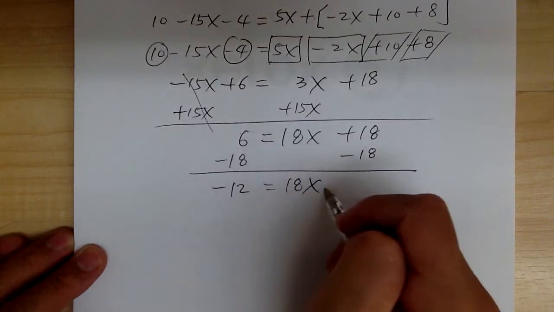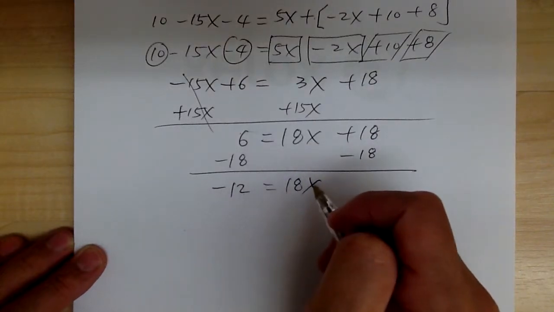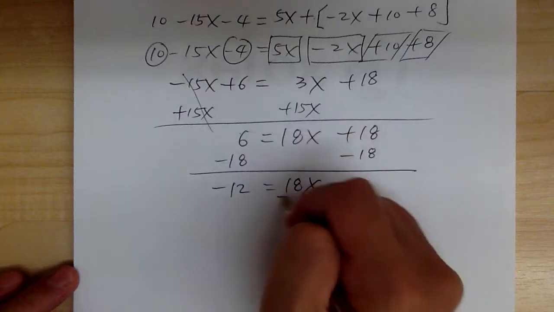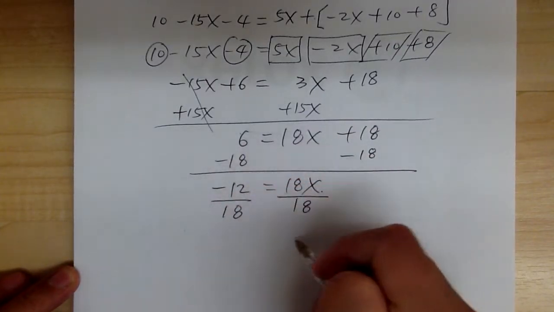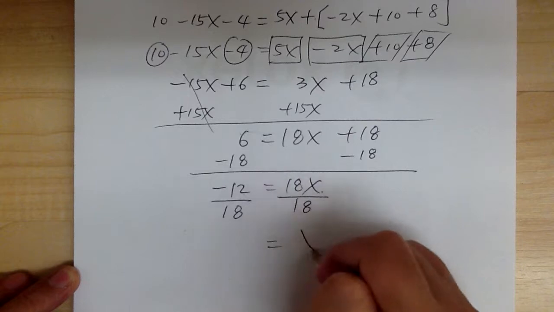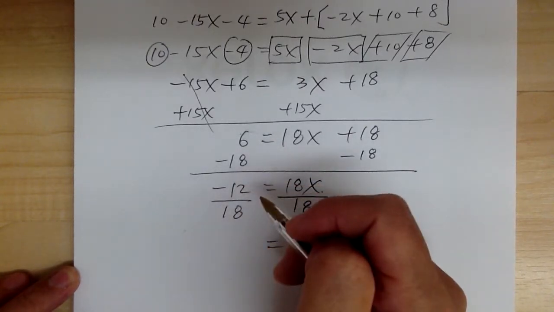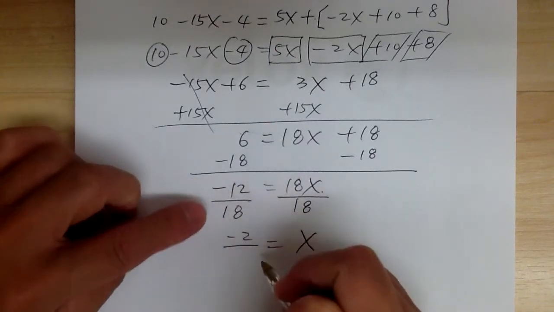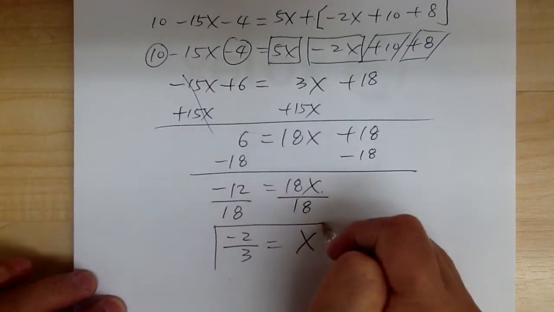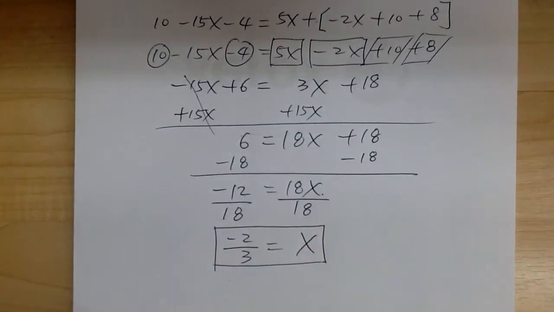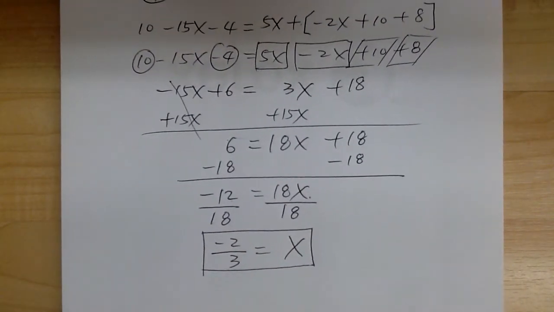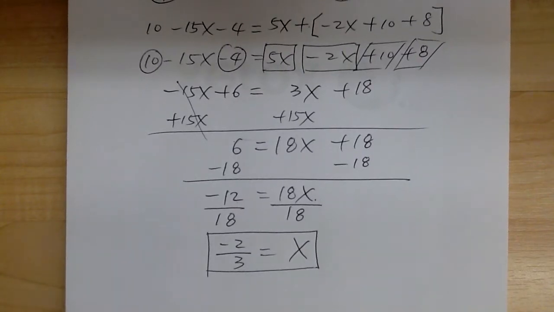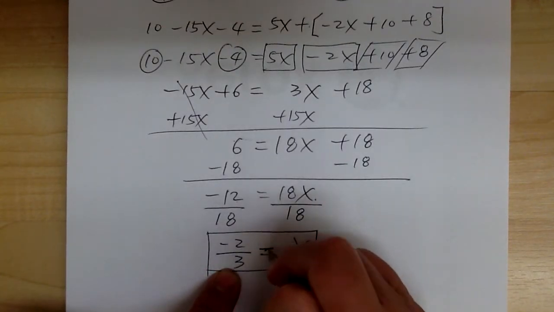Your next step, you've got 18 times x. So this is the multiplication. To undo the multiplication, you have to divide. So divide by 18, divide by 18. Again, line up your equal sign all the way, so you get x equal. Now you have to reduce. Both of these are divisible by 6. So divide by 6, you get minus 2. Divide by 6, you get 3. So remember to reduce your answer. Your final answer should always be reduced, unless there's a certain type of problem that deals with the original fraction. But most of the time you want to reduce your fraction as much as you can.